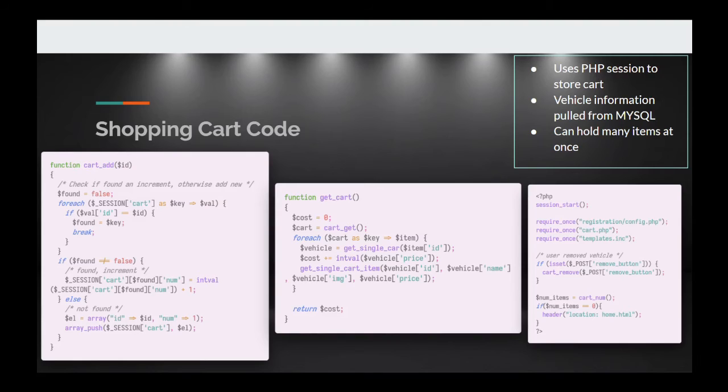We get the cart, and then for each item in the cart, we pull the vehicle details, or the vehicle ID, and then the cost, and then we call get single cart item, which then dynamically builds the HTML to show that vehicle in the cart. And then on the right, we have some more code that just helps keep all these templates together and processes some of the logic for the shopping cart.